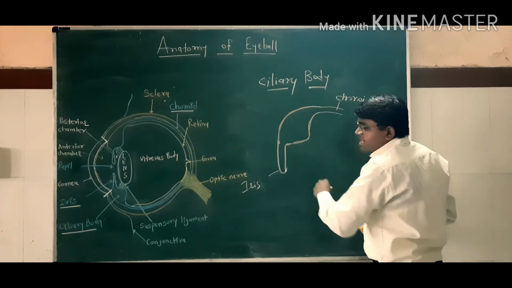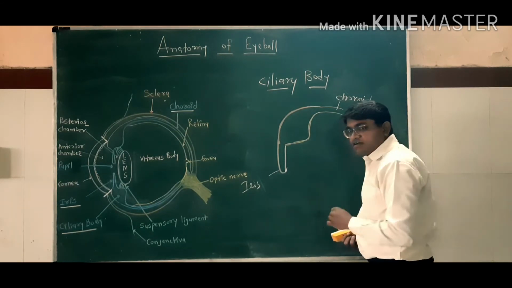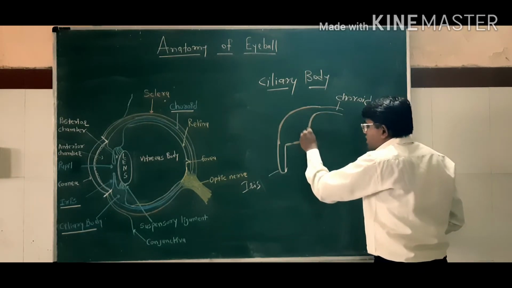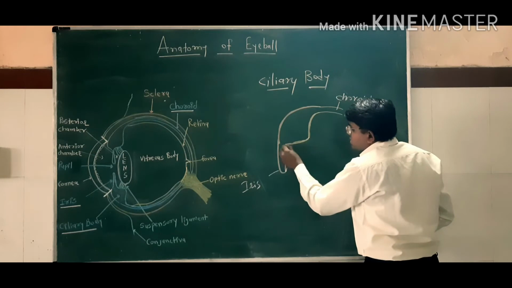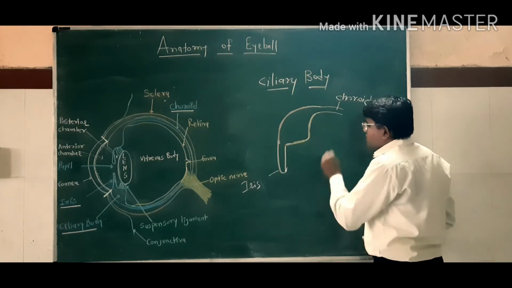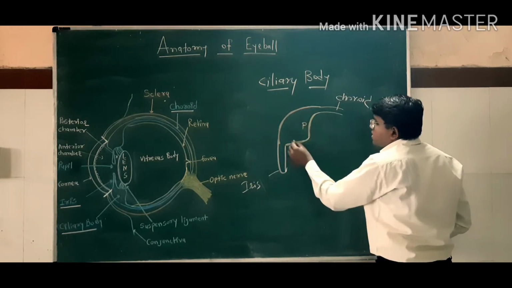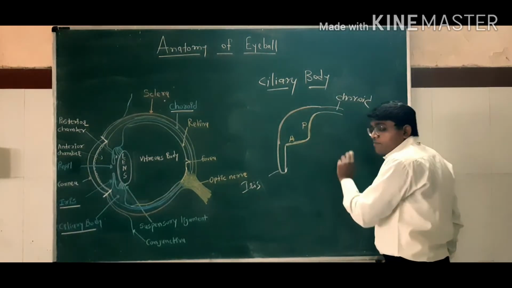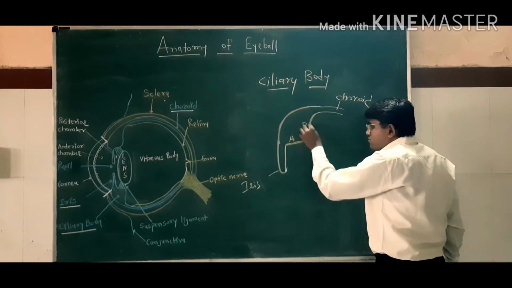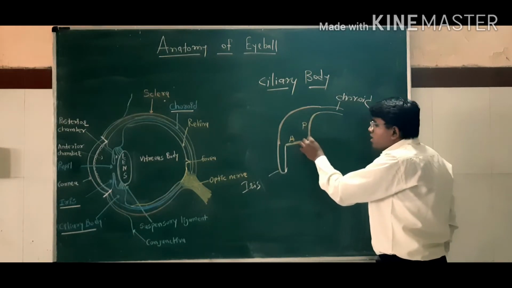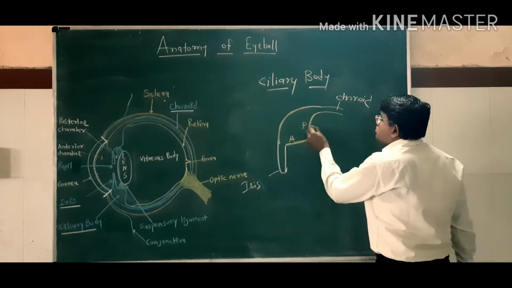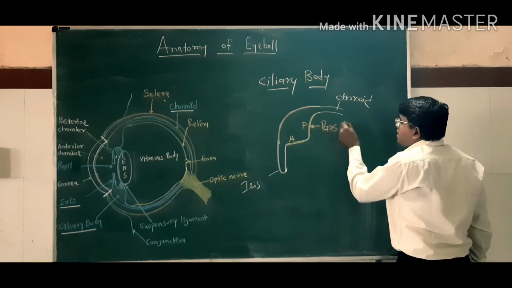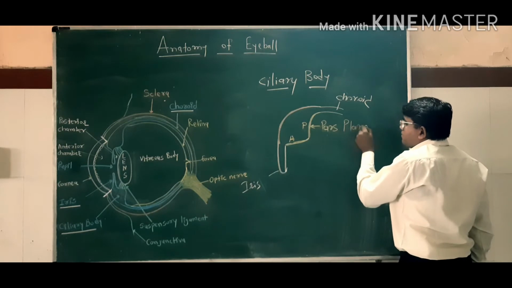This vitreal surface, or internal surface, has two parts: the posterior part and the anterior part. Its posterior part is plain, smooth and black in color. This area is known as the pars plana.